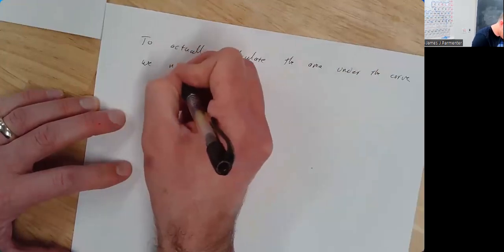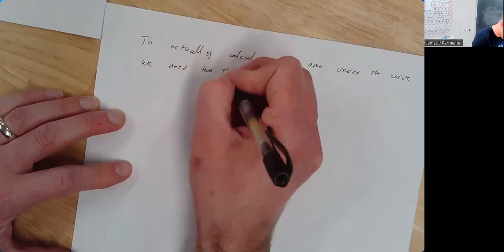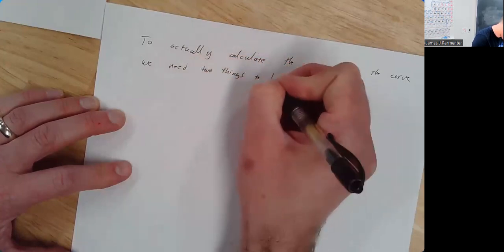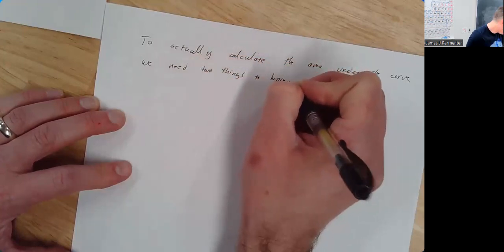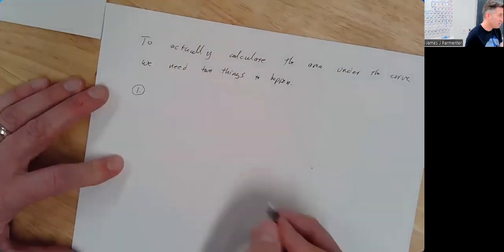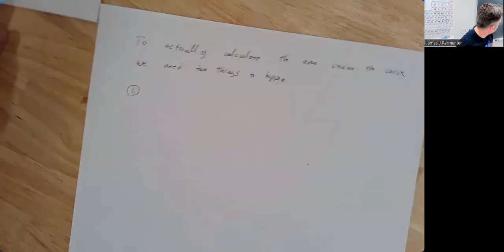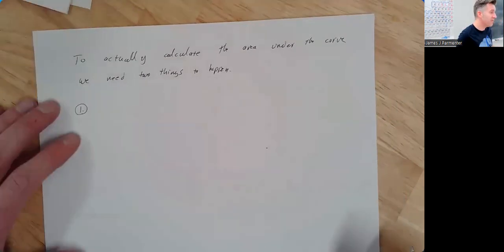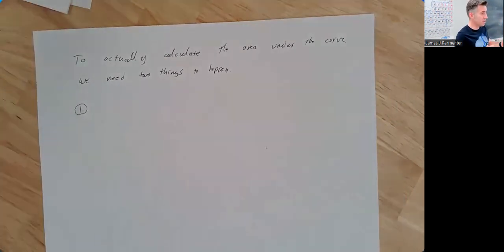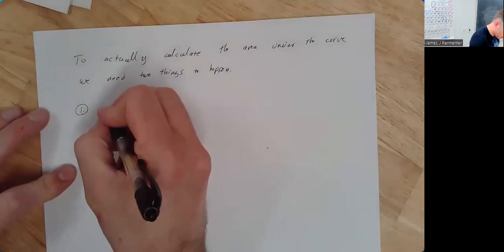We need two things to happen. Thing one, we need an infinite number of rectangles. We need the number of rectangles to be as many as possible so that the amount we're off by is very, very, very small. So we need n to go to infinity.